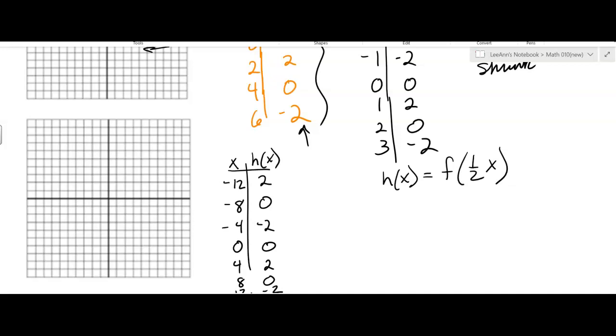All right, now if you graph that, you're going to have to go negative 12, 2. So it's going to be way out there, probably a little further. Negative 8, 0. Negative 4, -2. And 0, 0. And then 4, 2. And 8, 0. And then 12, negative 2. So you get this curve looking like that.